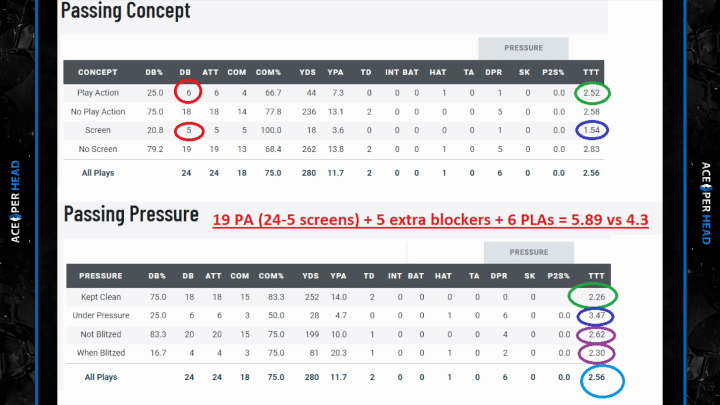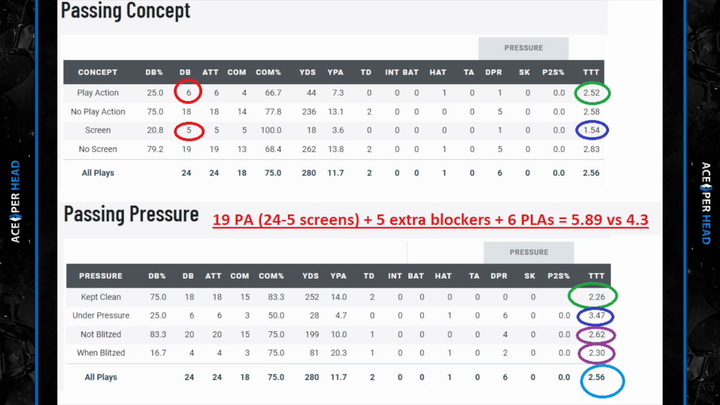Now, if you go down, you see I got the red numbers here. I'll get that in a second, the red writing next to pass pressure. But if you look at kept clean, it was 18 of the 24 plays, 2.26. So 75% of the plays were at 2.26. Speed of throw generated 75% of the protection. Okay? So let's be clear on that.